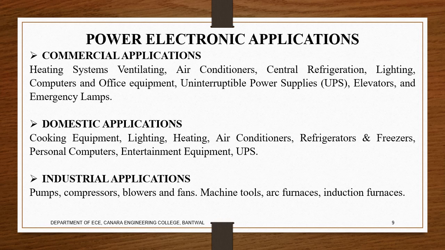The domestic applications: the cooking equipment, the induction cooktops we are using, the lighting, the heating, air conditioner, refrigerators, freezers, personal computers, entertainment equipment, keyboard, the DJ and the box, UPS. This is all the domestic application. UPS means nothing but the inverters there. Next is the industrial application: the pumps, the compressors, the blowers, the fans, machine tools, the big cutting machines, arc furnaces, which are industrial furnaces, and induction furnaces.